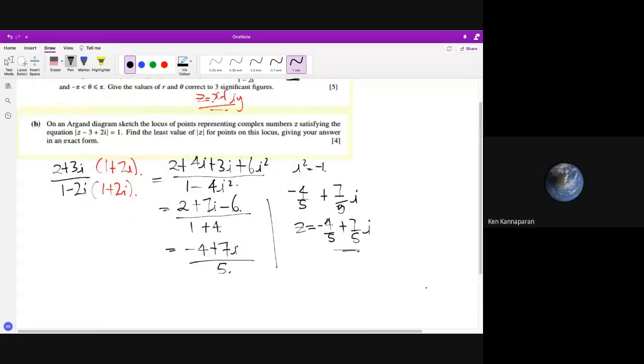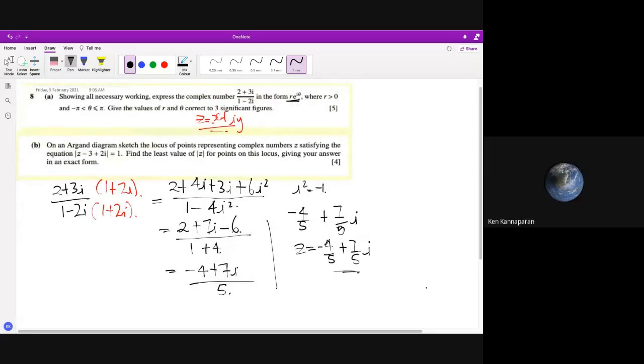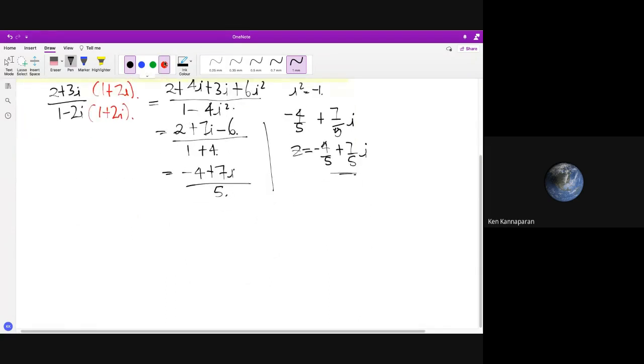Okay, so now we are not done yet. We still have to find what is r, 5 marks, and then the argument as well. So let's do that. This is the first step. Once you get to this stage, you are comfortable to do the rest.